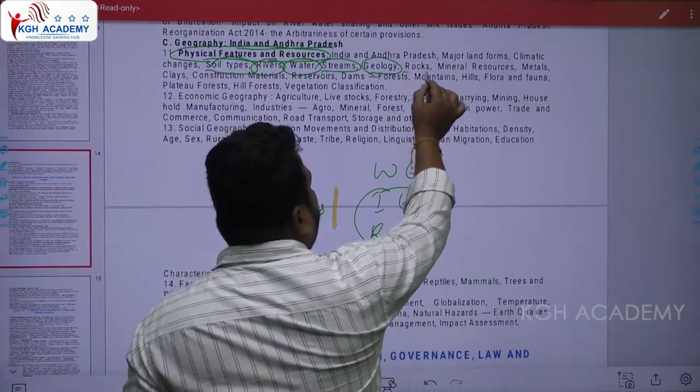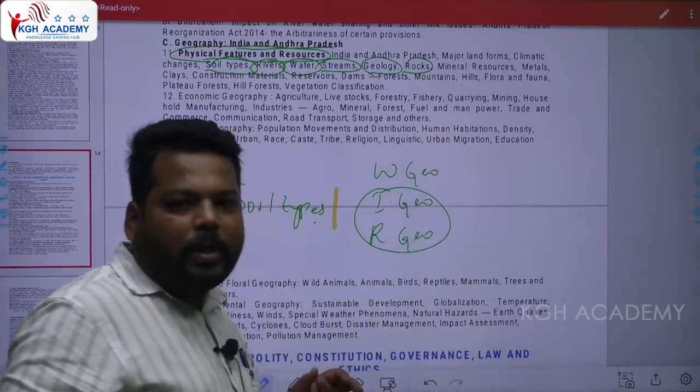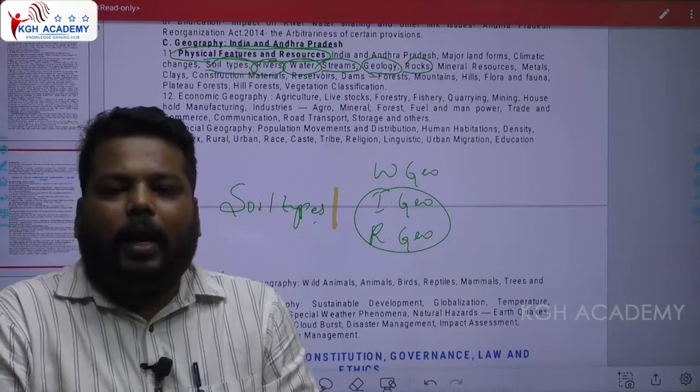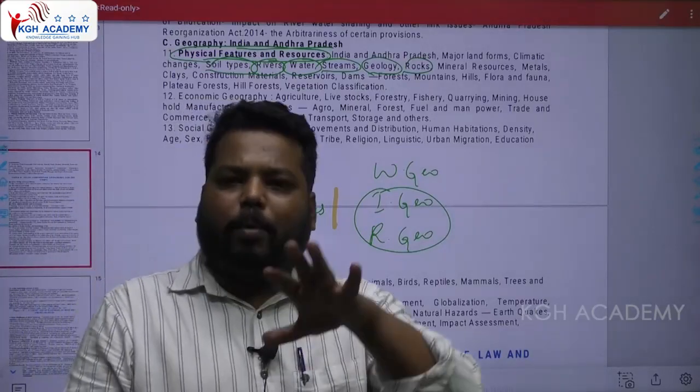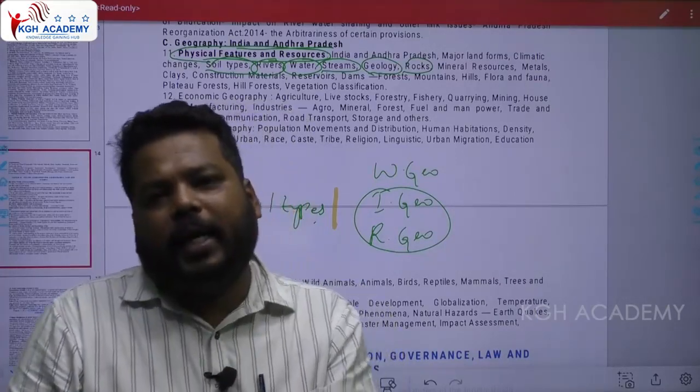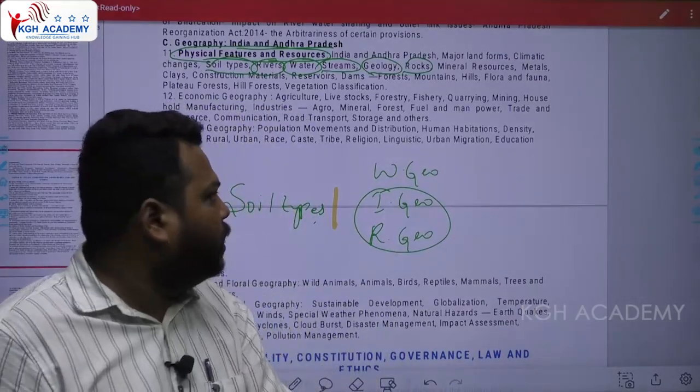Apart from that, we would be discussing different rocks. Generally, you know the rock types: igneous, metamorphic and sedimentary rocks. So what are the important rocks present in and around India? What are the important rocks dominant in and around Andhra Pradesh? That we shall be seeing.